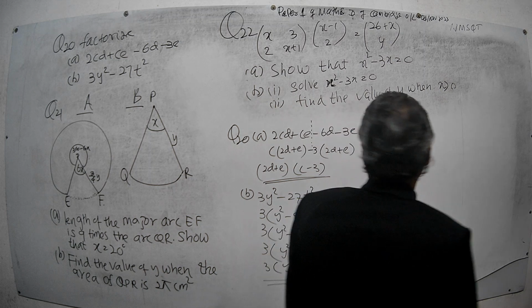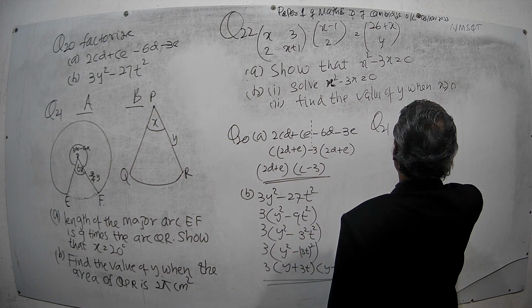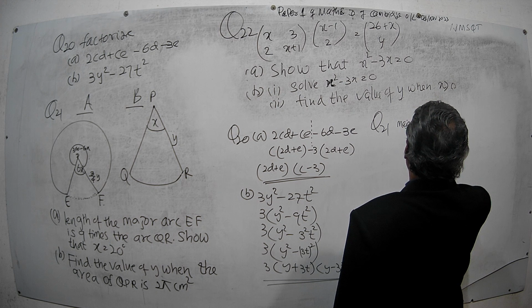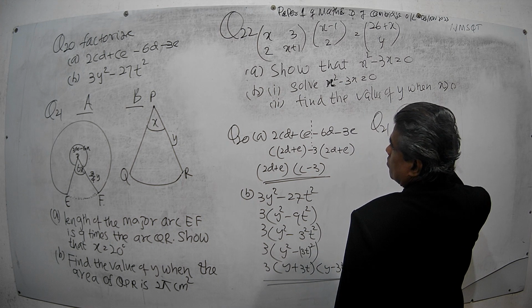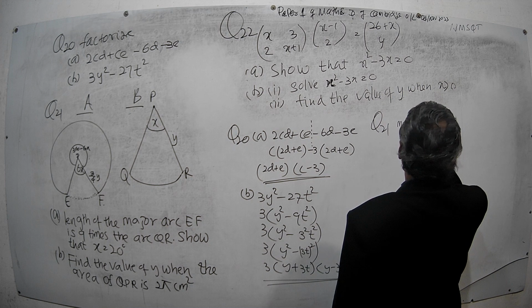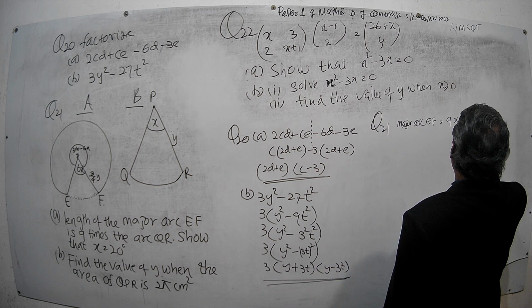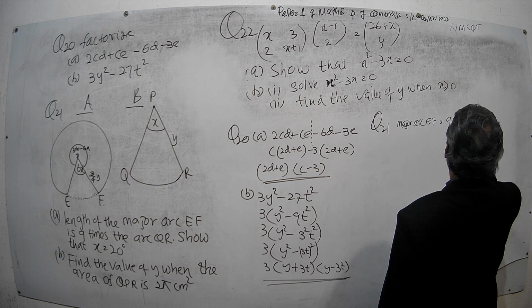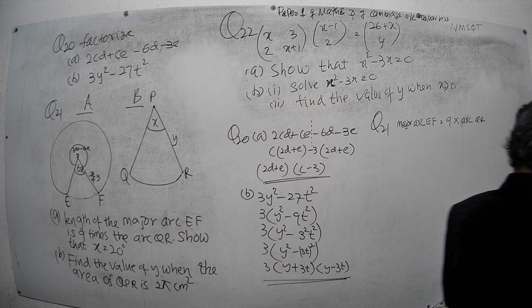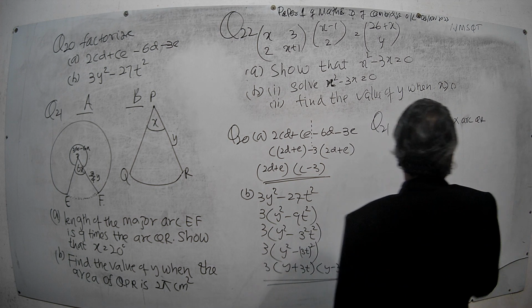Then we write that here, Q21. Major arc EF equals 9 times arc QR. Right. Then 9 times arc QR.